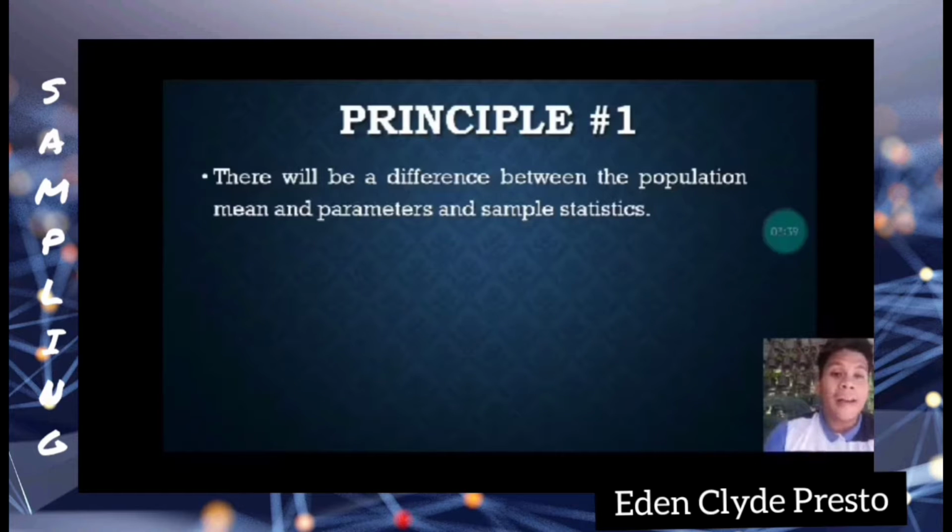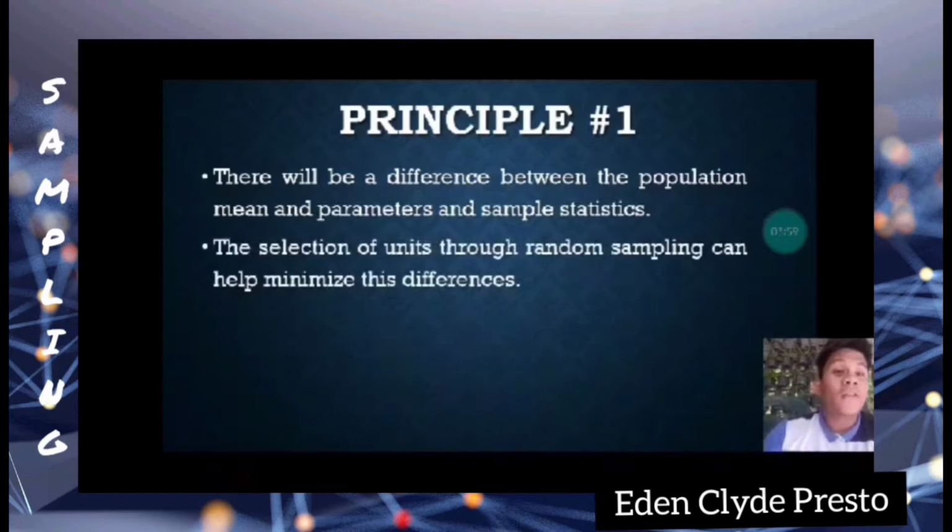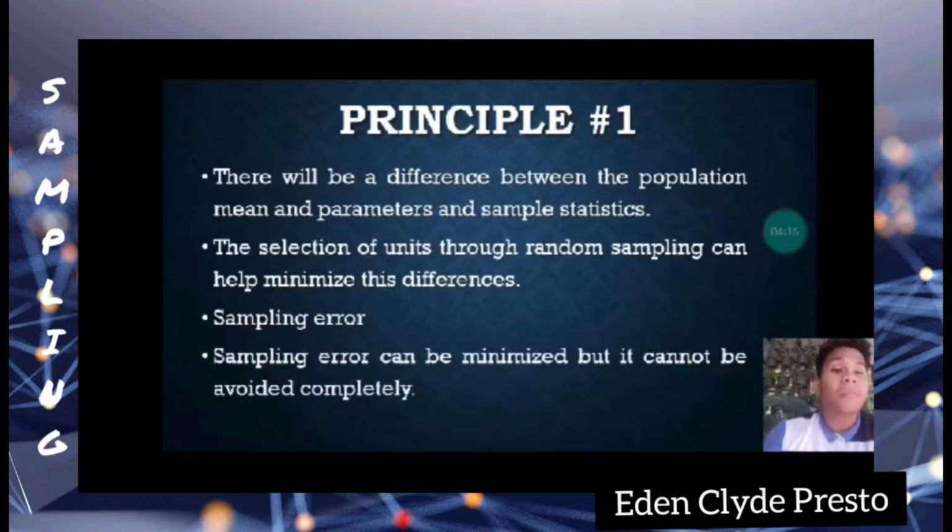There are several other ways that can be used to get the most representative sample. Different samples drawn from the same population may vary in their sample statistics. The selection of units by random sampling can help minimize these differences. The difference that exists between population and sample characteristics is known as the sampling error. The sampling error can be minimized but it cannot be avoided completely.